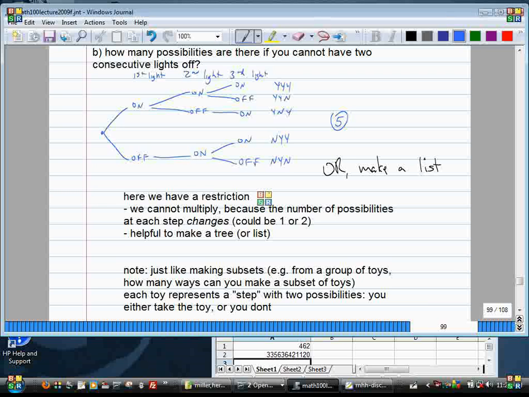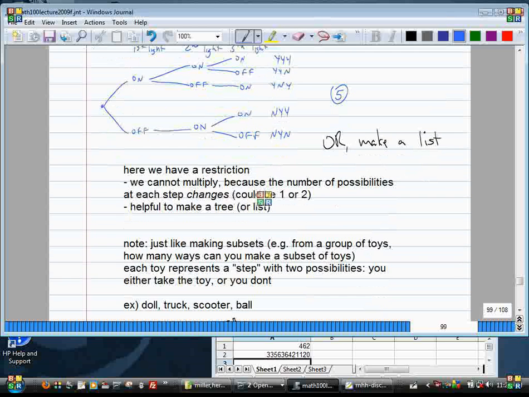So, you can represent that using a tree. For example, suppose you have a set of toys: doll, truck, scooter, ball. How do you make a subset? Well, first of all, let's name one subset of this set of toys. What would one subset be? Doll. Okay. Right. Doll is a subset.